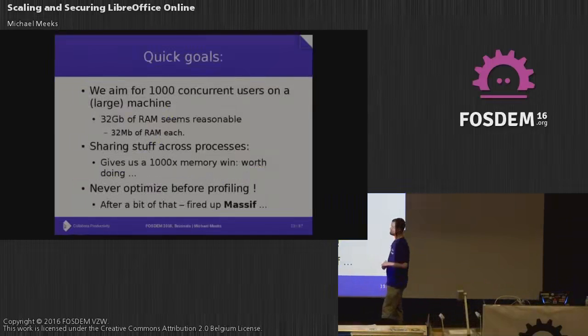So here's my goal. I want to get about 1,000 concurrent users on a largish machine, okay? So 32 gig of RAM seems like quite a small amount of RAM for a largish machine if you're really into big machines. But it seems reasonable. So the nice thing about having 1,000 users is it makes it very easy to divide your gigabytes into megabytes and so on per user. So that's 32 megabytes each. And the corollary of this is pretty simple. That if you can share something across multiple users, you get a 1,000-fold memory win out of it.